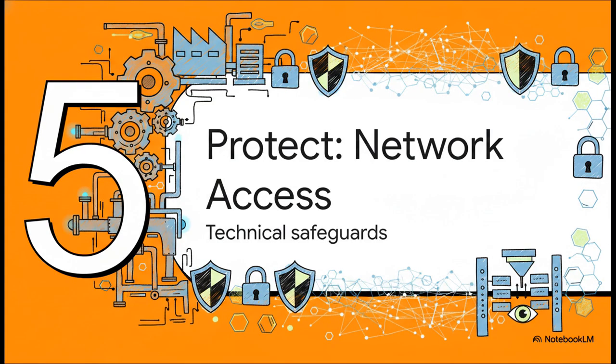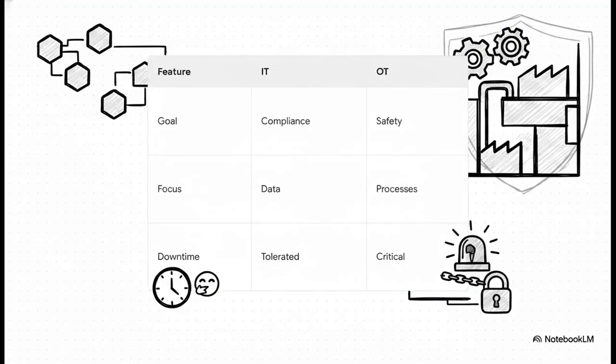Section 5. Protect, Network Microsegmentation and Access, where we build out the technical safeguards. There are some huge differences in how we handle network segmentation here. The biggest takeaway, OT has an extremely low tolerance for disruption compared to IT. While IT will logically segment things by department just to protect data, OT segments strictly by functional, physical boundaries. This ensures that a compromised system in one area can't cascade and shut down a critical safety process somewhere else.